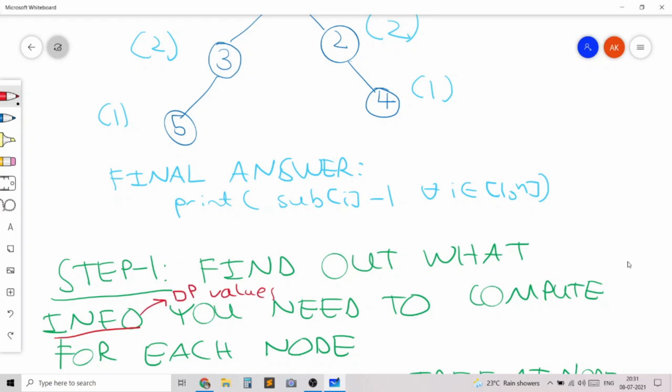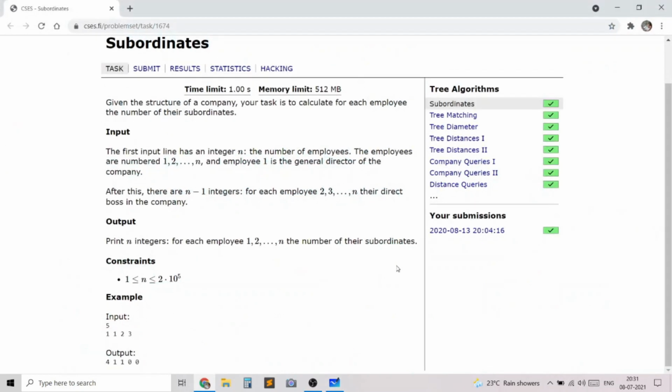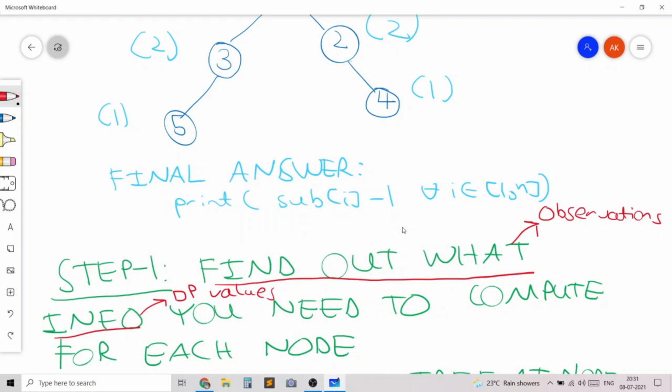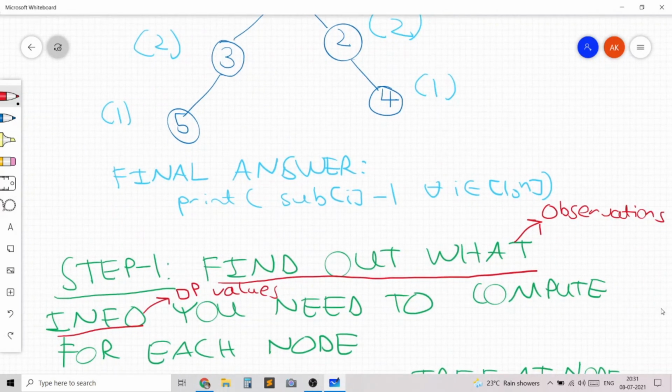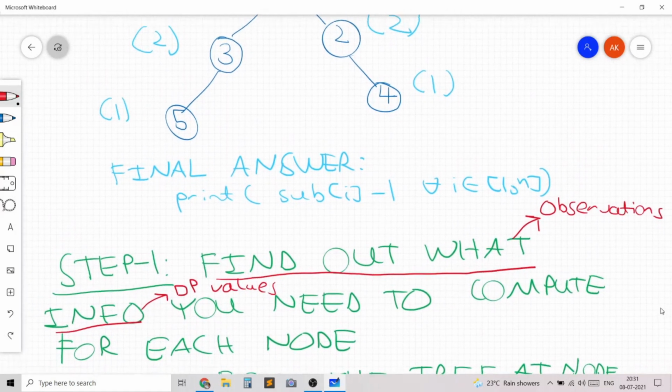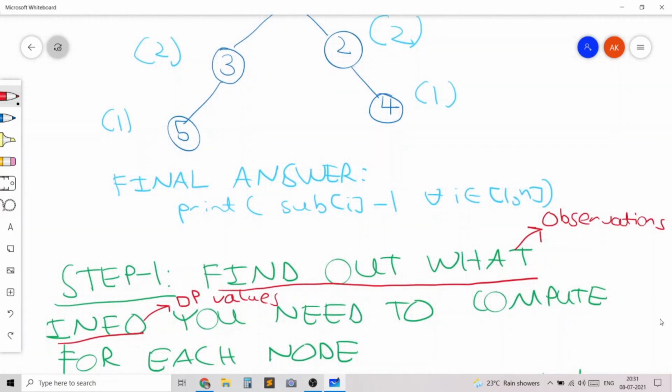And how do you find out what info, what DP state you need to keep? That will actually vary from problem to problem, and it also depends on the observations which you make in the problem and what the problem is asking you. So in this problem, they just ask you to find the subtree sizes minus 1. And that's why we just need to store the subtree size for each node. So that's the first step, which is the hardest step in any DP problem, not just DP on trees.